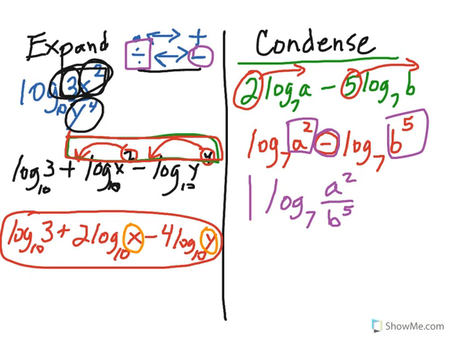And there are times when this format right here is easier to work with. So it just depends. These are properties that you can use anytime you need to adjust a logarithm or multiple logarithms without changing what they mean. Okay? Expanding and condensing.